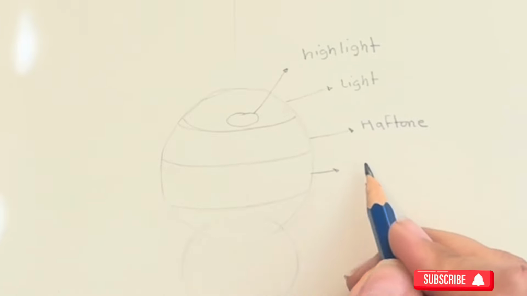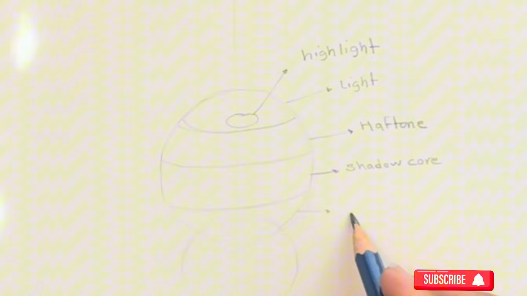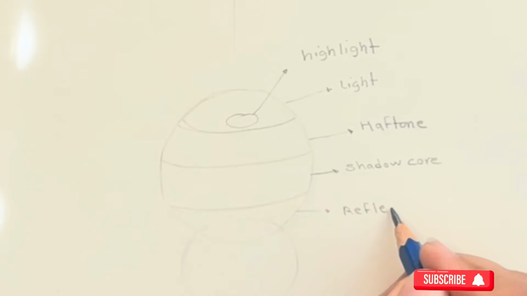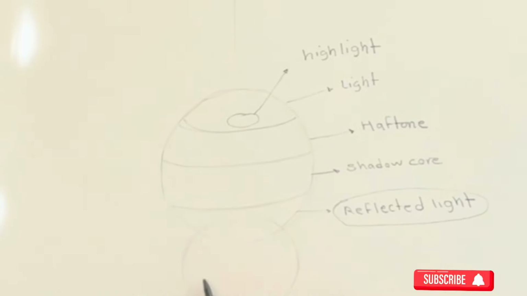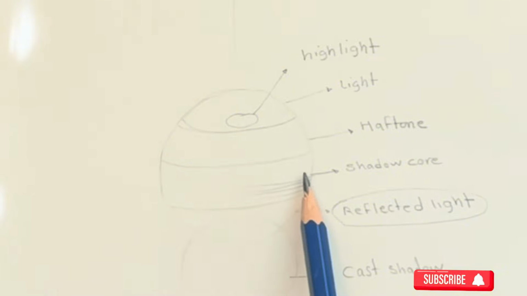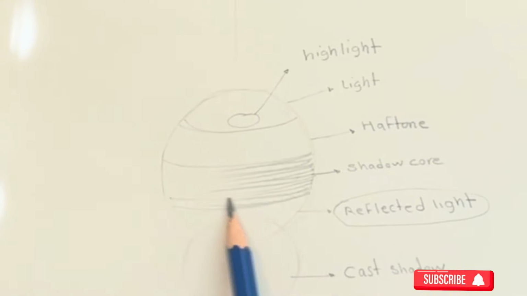Reflected light is extremely important because it's the light bouncing back from the surrounding environment. If you don't understand this part and you shade everything completely black without leaving the reflected light, your drawing will lose its realism and value. Another important part is the cast shadow, the shadow that falls onto the ground and other surfaces. The angle, shape, and value of the cast shadow are very important, and later in the lesson, I'll explain how to draw them correctly.